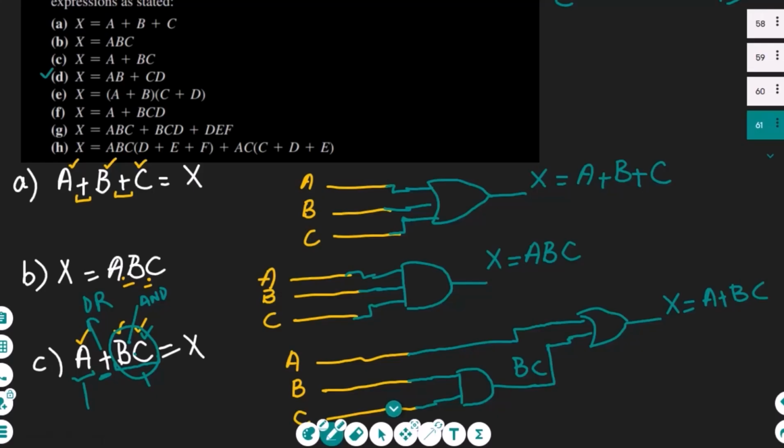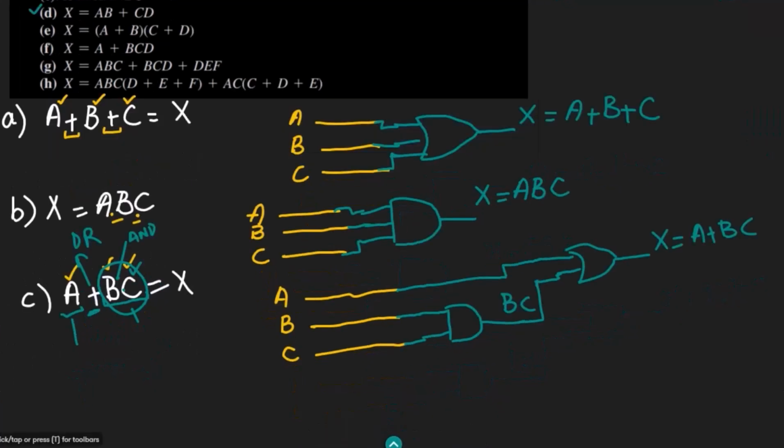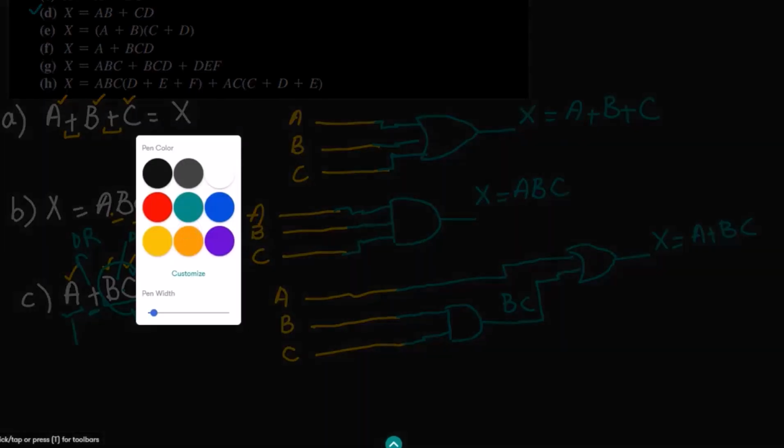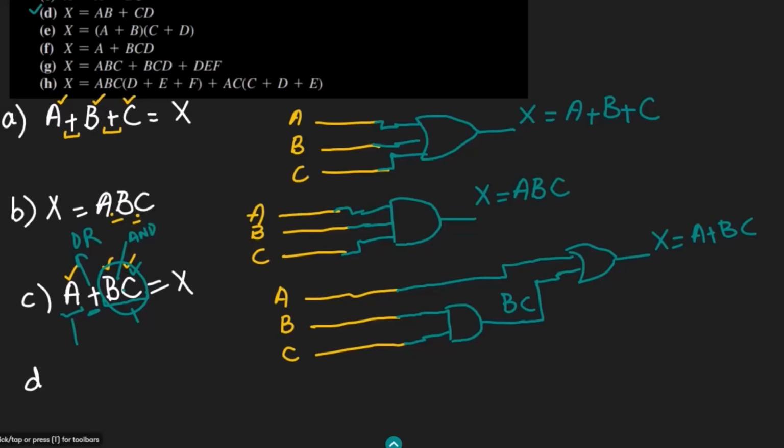So let me move down somehow as well. So now in this part we have part D. So in part D, what do we have? In part D we have AB plus CD. Okay, so again let me first see how many inputs I have. So here the number of inputs will be 4 and those are A, B and C, D.